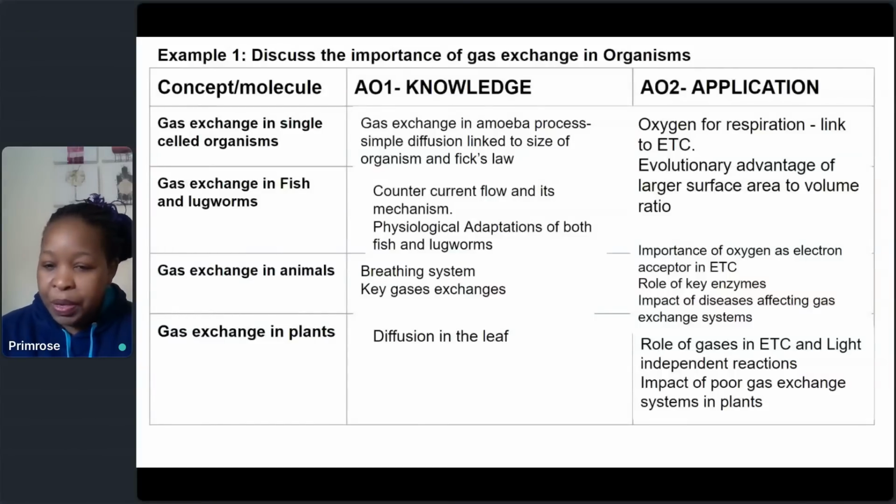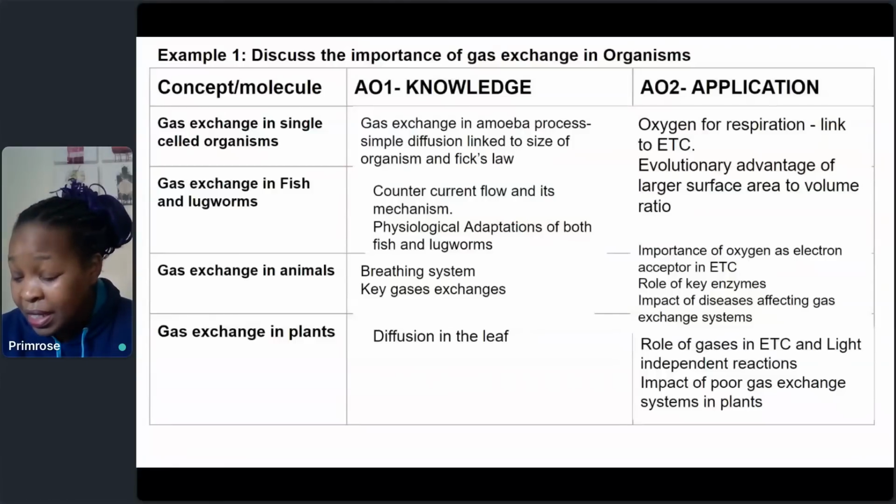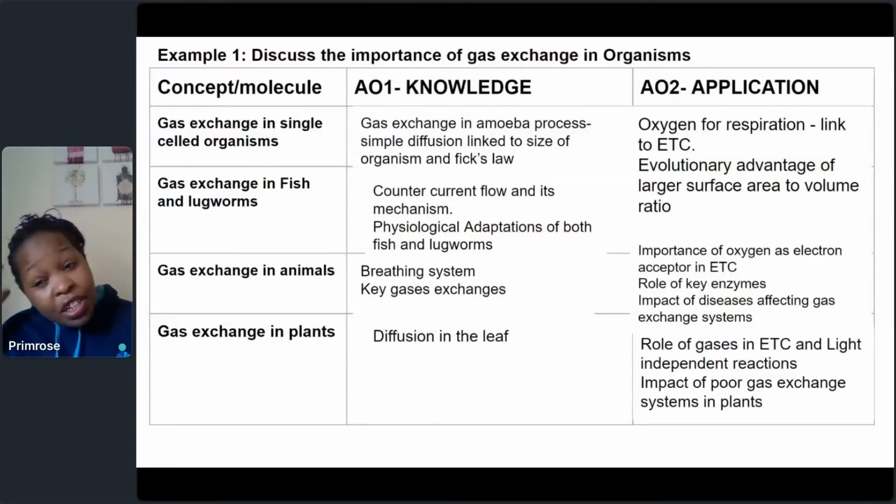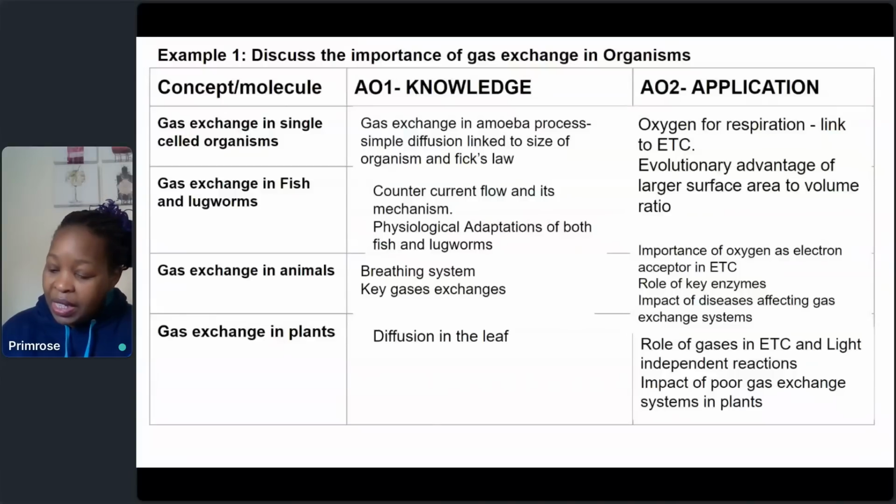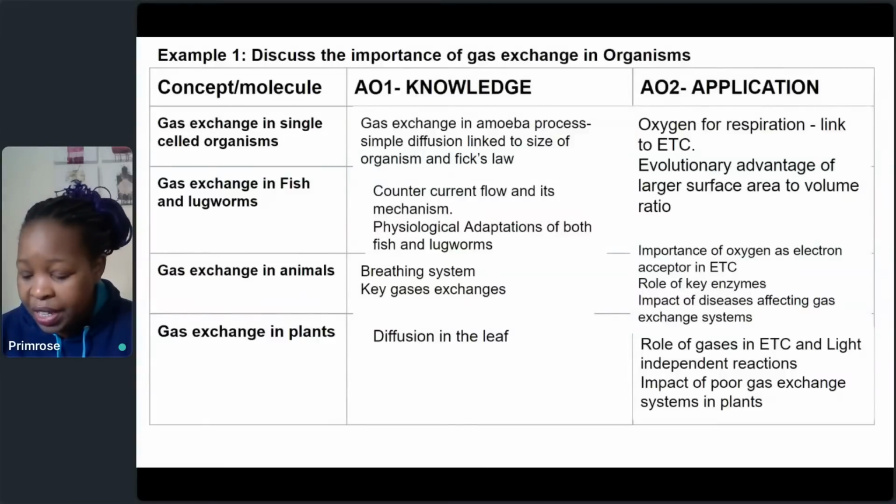If you did repeat a paragraph about the ETC, as long as it's not the same information, so you could go in more detail in one paragraph compared to the other. So as long as it's not the same information, that's absolutely fine as well.